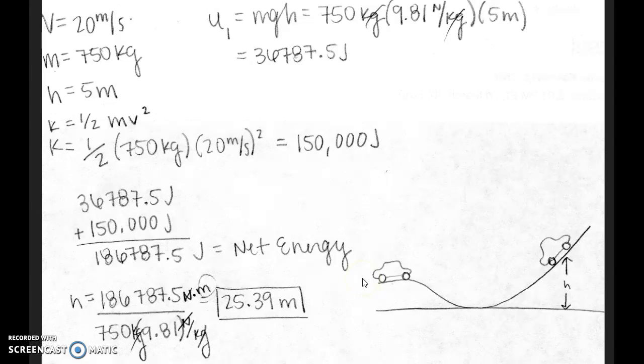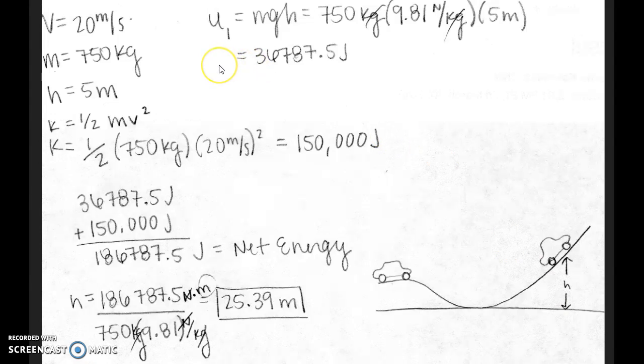So, in order to solve this question, we have to know the amount of potential and kinetic energy that the vehicle had at this spot in order to find the height. Because as the vehicle moves down, it has different amounts of potential and kinetic energy. So in order to solve for this, we know the velocity is 20 meters per second, the mass of the car is 750 kilograms, and the height here is 5 meters.